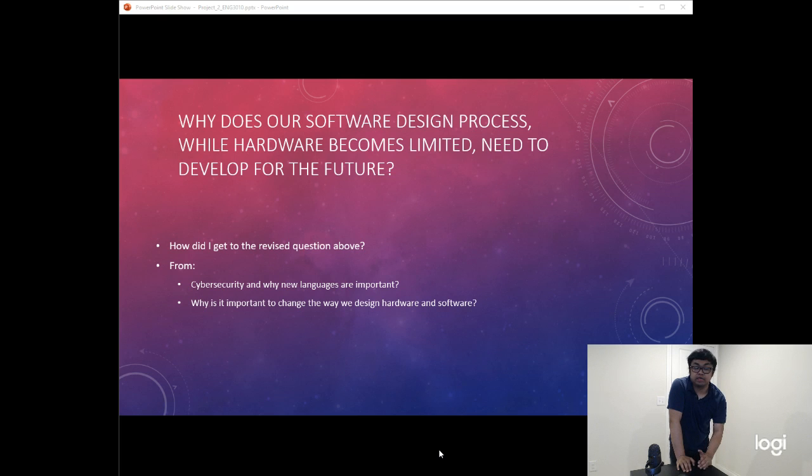You're probably wondering how I got from cybersecurity to designing hardware and software, to my current revised question: why does our software design process, while hardware becomes limited, need to develop for the future? Cybersecurity and new languages were more of an interest rather than a question, and didn't tackle anything specifically. The second one was very broad and had a multitude of solutions that didn't really go into any specific research.